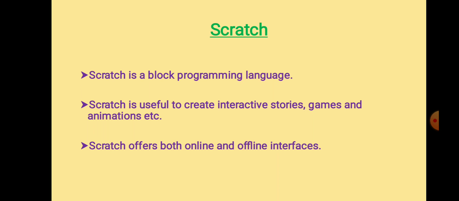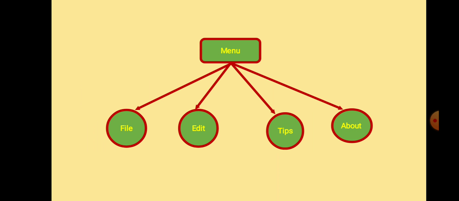What is Scratch? Scratch is a block programming language. Scratch is useful to create interactive stories, games and animations, etc. Scratch offers both online and offline interfaces. And you are very well familiar with this menu. In Scratch programming language, there are 4 types of menus: File, Edit, Tips and About.